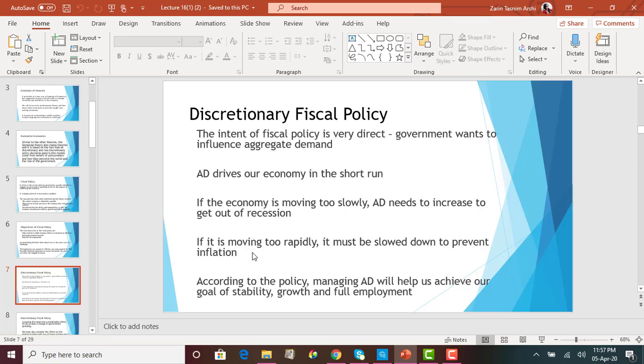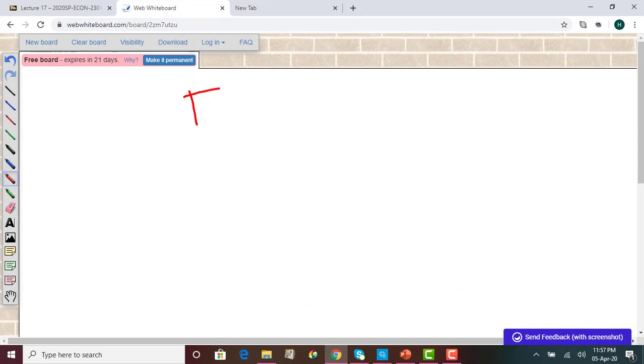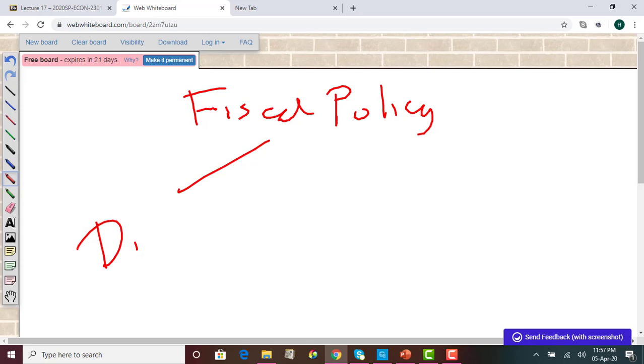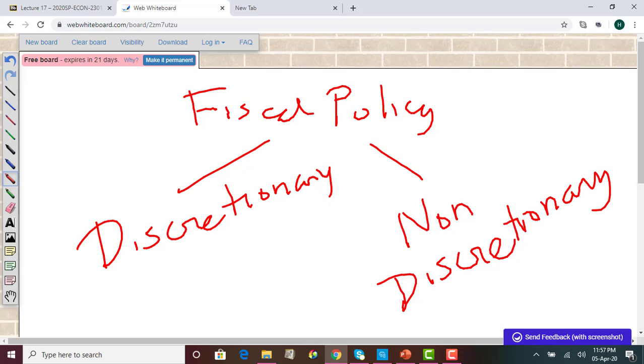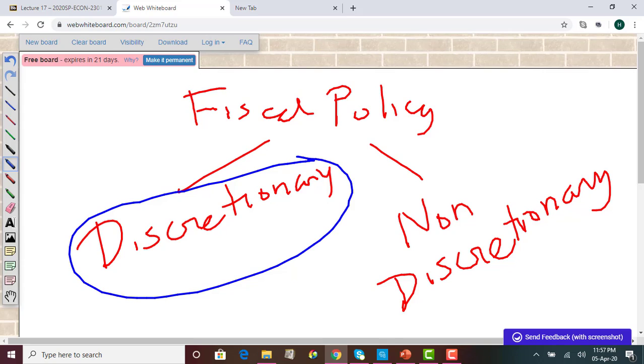Okay, so then we move on. Under fiscal policy there are two types of policy. Fiscal policy can be divided into two types: one is discretionary, and the second is non-discretionary. Okay, so these are the two types of fiscal policies that we have. First, we're going to talk about discretionary fiscal policy, and after that we're going to talk about non-discretionary fiscal policy.